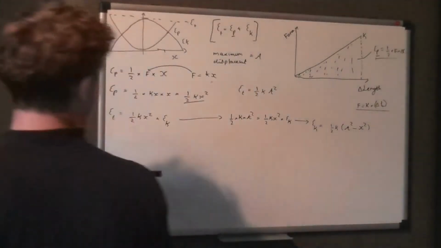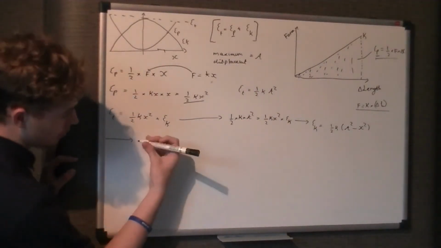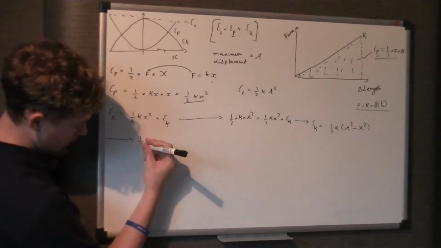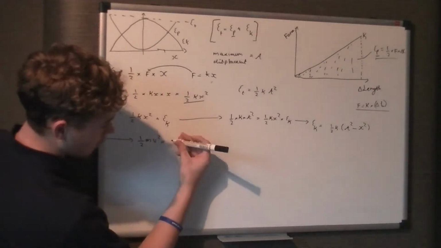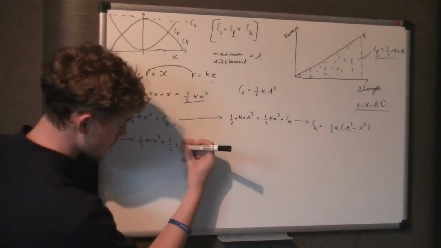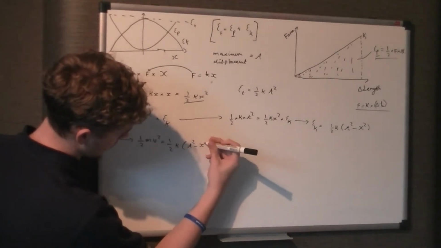Now you should know from first year, kinetic energy is half of mv squared. So rewrite that in now. We can finally do half mv squared equals half of k brackets A squared take x squared.